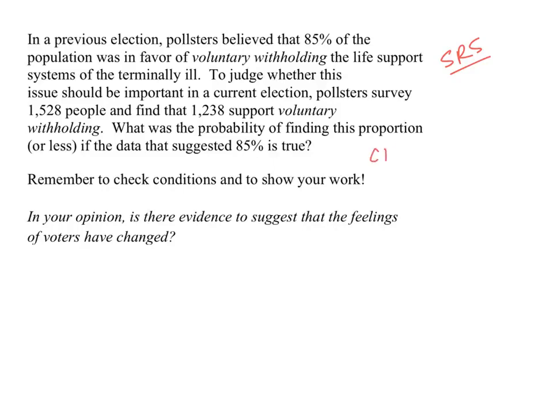Condition one, remember, ensures that we have some variability. If we asked everybody, then of course we would know the percentage. There would be no reason to find the standard deviation. So this is the sample size, 1,528, must be less than or equal to 1/10 of the population size. We sometimes call it the 10% rule.